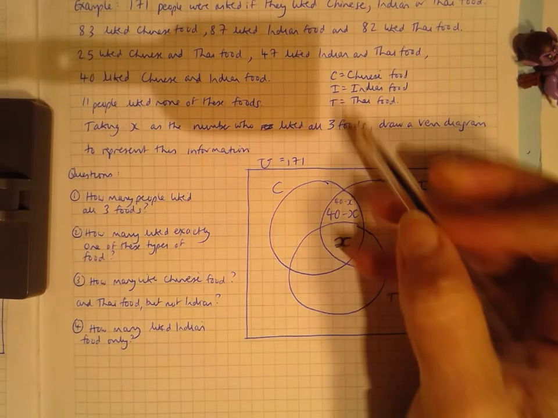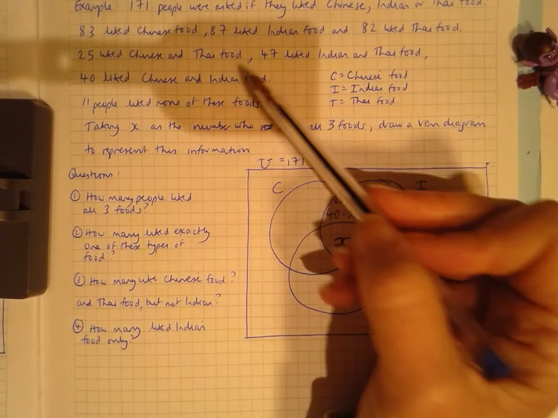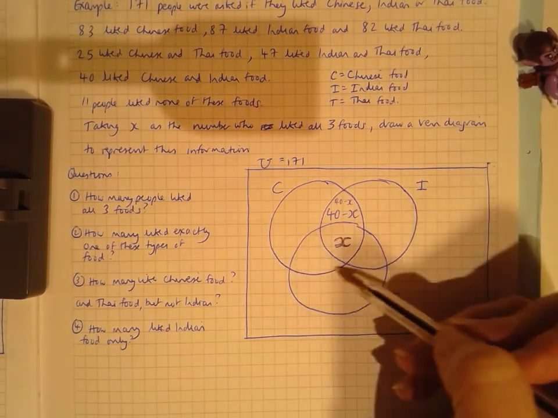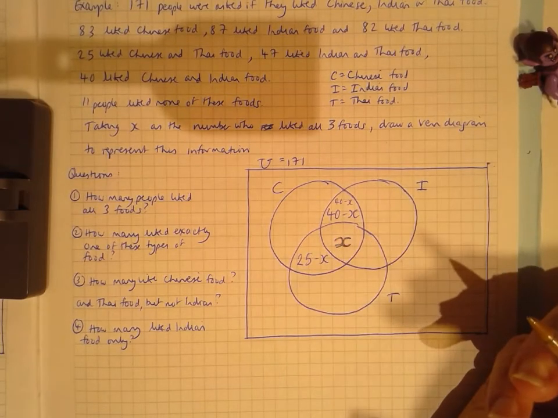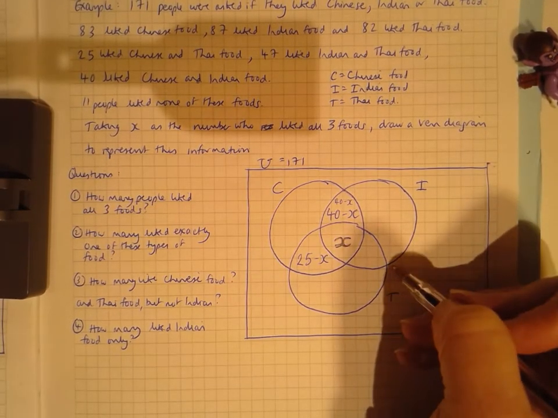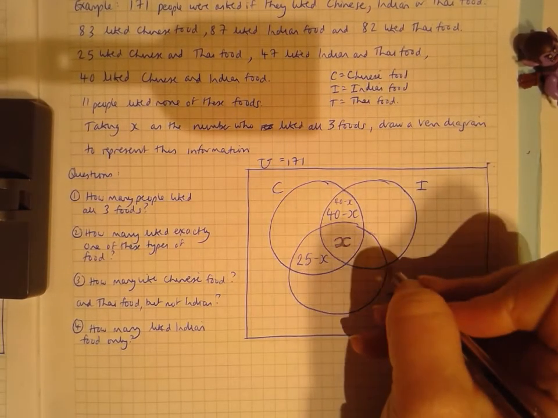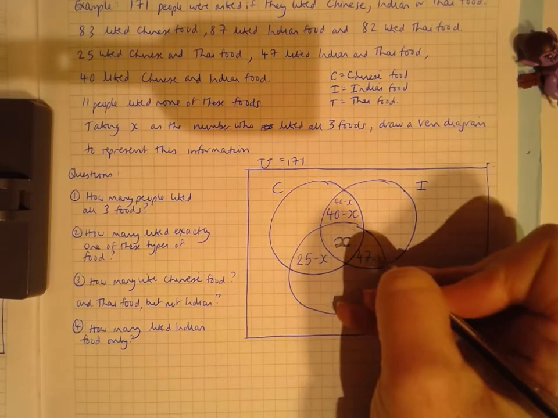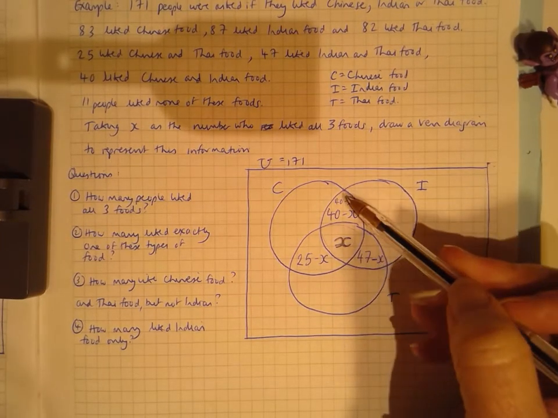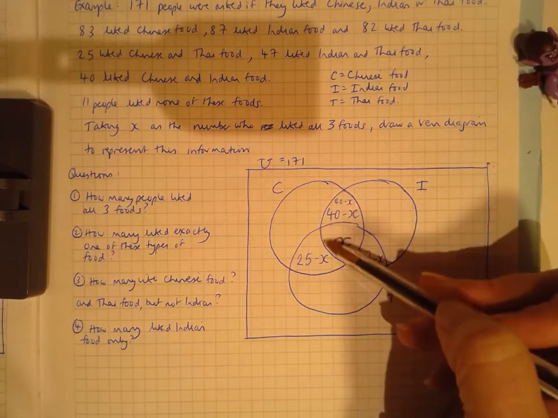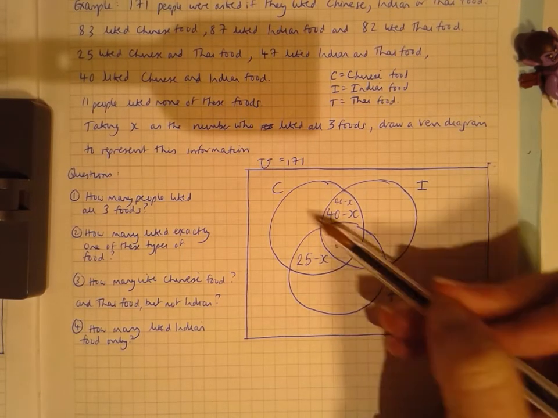What about Chinese and Thai? Chinese and Thai is 25 people. 25 people like Chinese and Thai food. So in this section here has got to be 25 people, but I already have X people, so 25 minus X people is going to go there. And Indian and Thai is 47 people liked Indian and Thai food. So in this whole area is 47 people. So 47 minus X goes in that section. Okay, so X is taken away from the number of the people who like both these things. That's the key thing. Now, it gets more complicated than that because we've now got to put in these numbers.